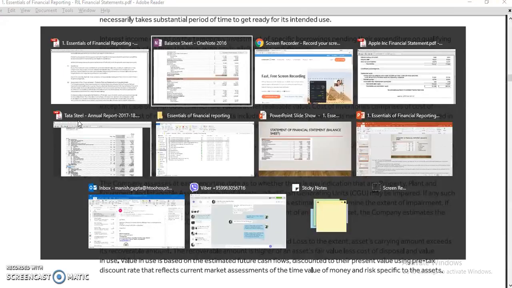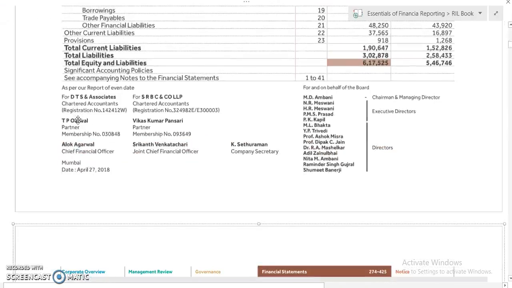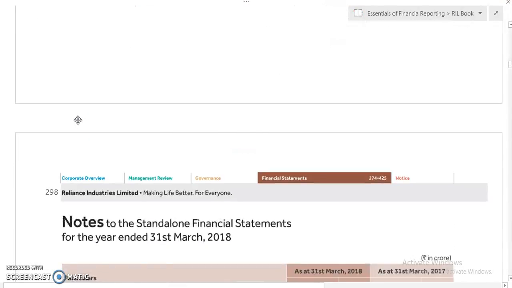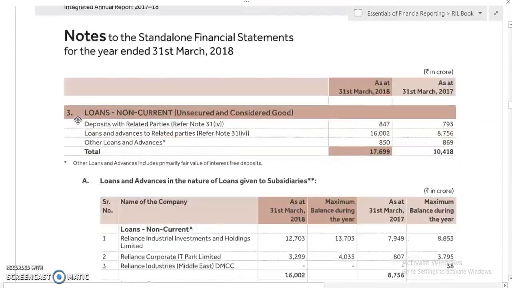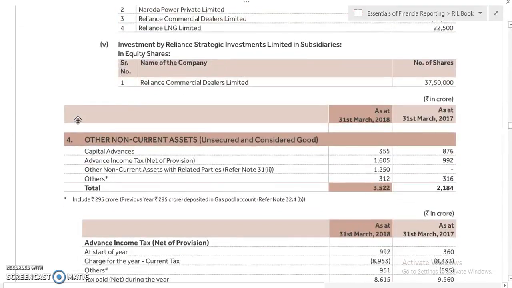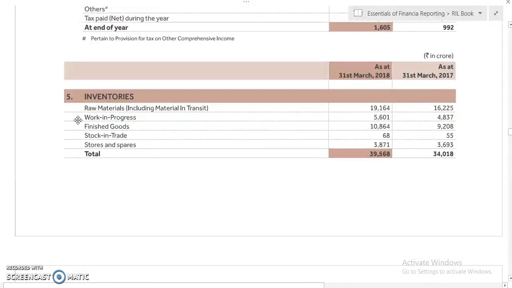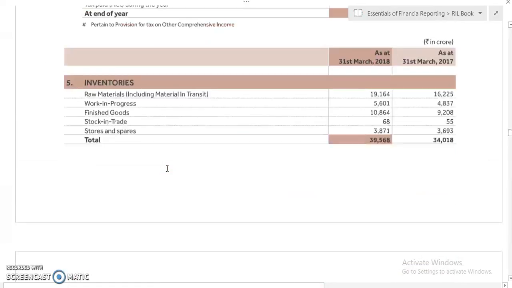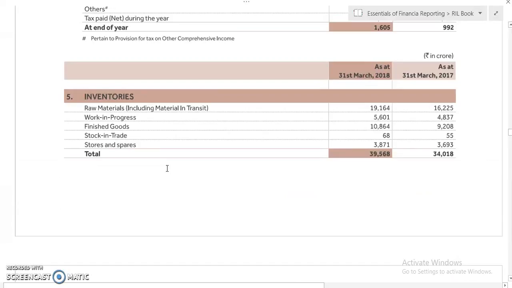So normally if they have written down the value based on net realizable value, they normally explain it in detail, but let's see if they have done it here. Inventories here, you can see they have broken down the inventories into raw material, work in progress, finished goods, stock in trade, stores and spares. So there is no mention of writing down the value at net realizable value, so one has to assume this is all at cost.